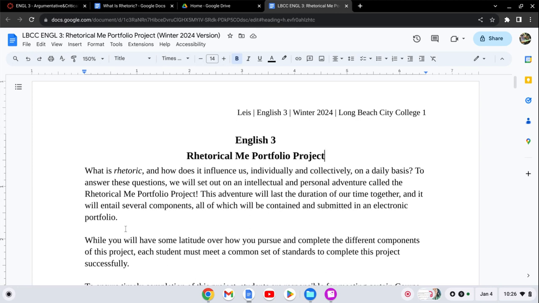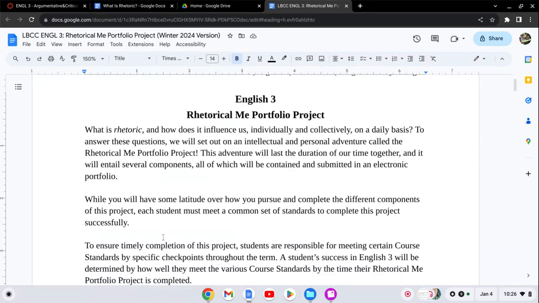So again, this is what you'll submit at the end of the course when this winter session is over, but you'll be submitting drafts of the different components all throughout the winter session. While you will have some latitude over how you pursue and complete the different components of this project, each student must meet a common set of standards to complete this project successfully. And so these are the course standards that I made reference to in the syllabus.